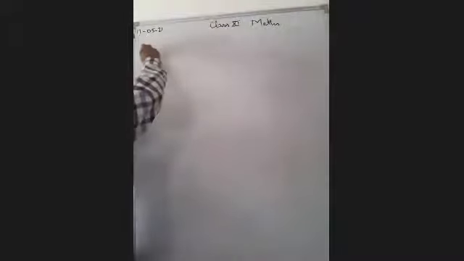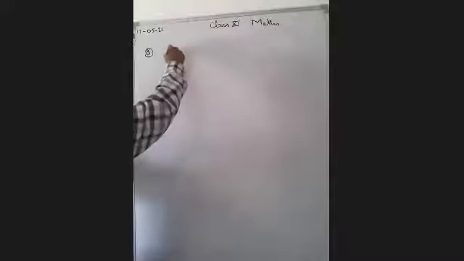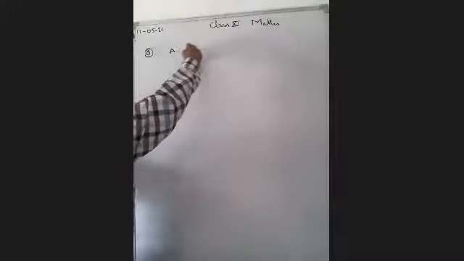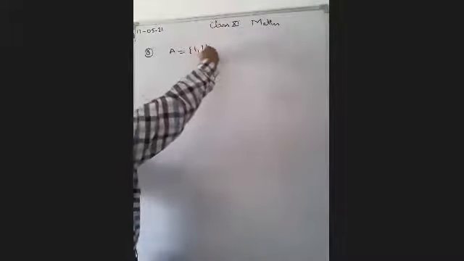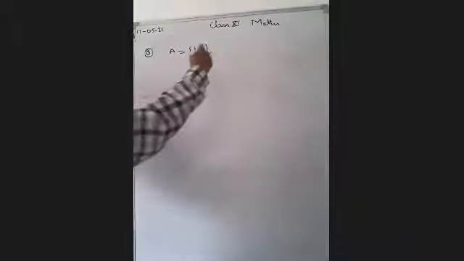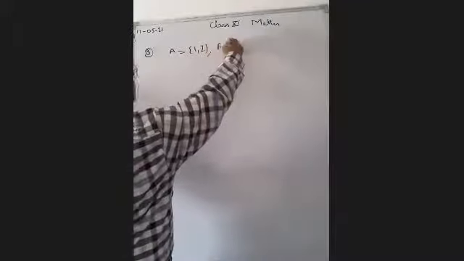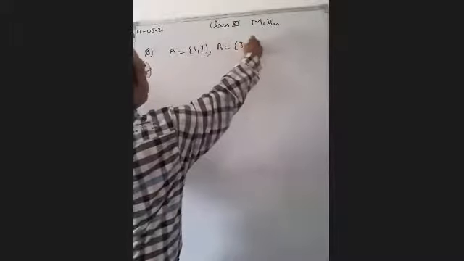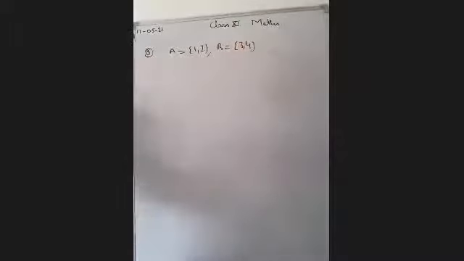In question number 8, A is a set whose elements are 1, 2, and set B has elements 3, 4. Write A cross B. How many subsets will A cross B have?